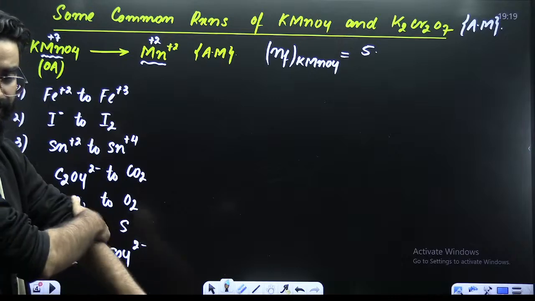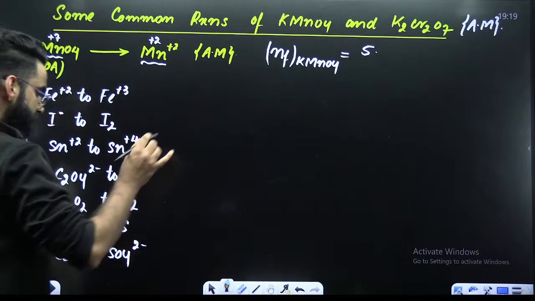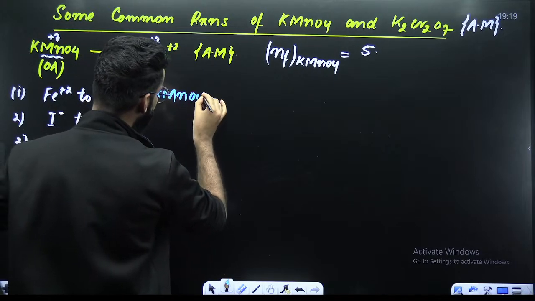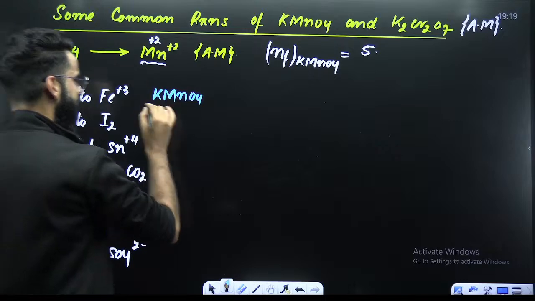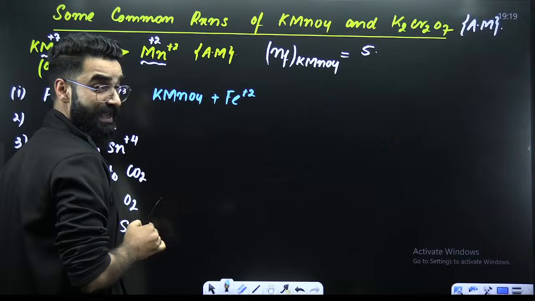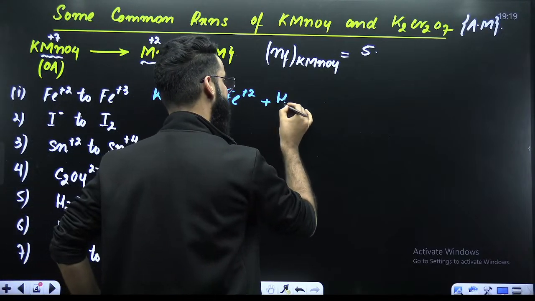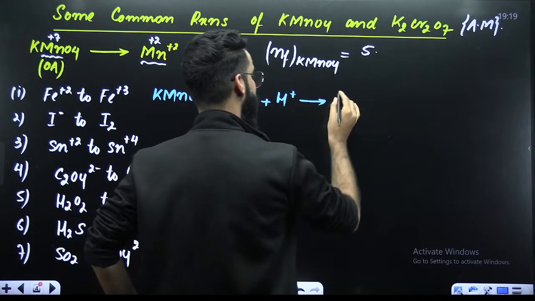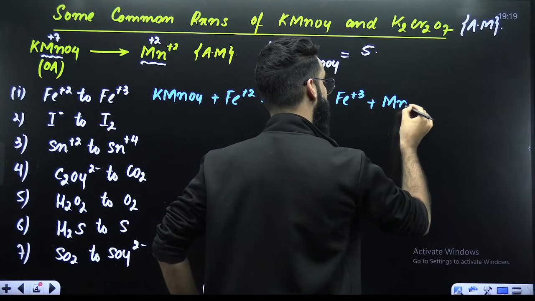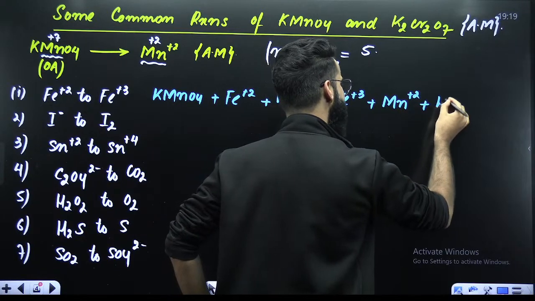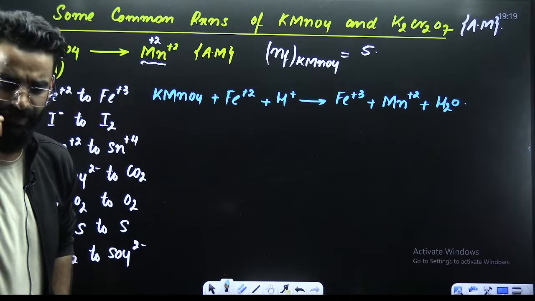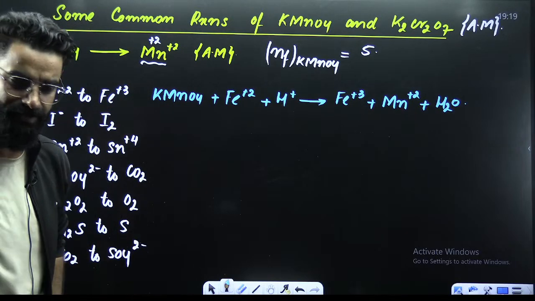Now, how exactly? Try to understand. Since I'm talking about KMnO4, as I told you, KMnO4 converts Fe di-positive, in acidic medium, into Fe tri-positive, and itself in acidic medium gets converted into Mn di-positive. And with this, you'll be adding water as well. This is the complete reaction.